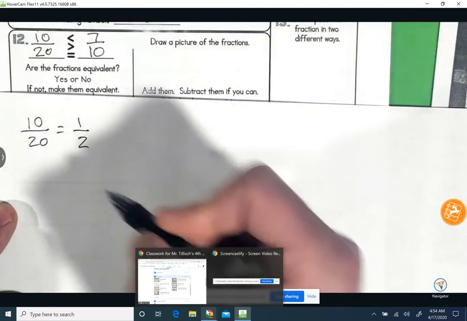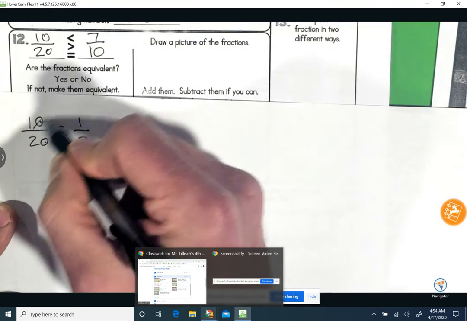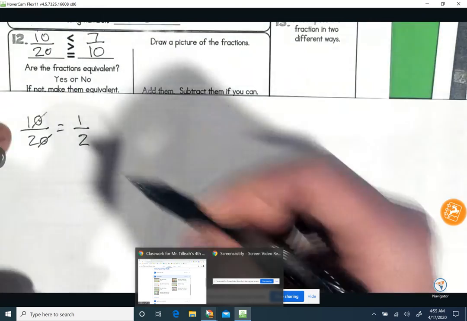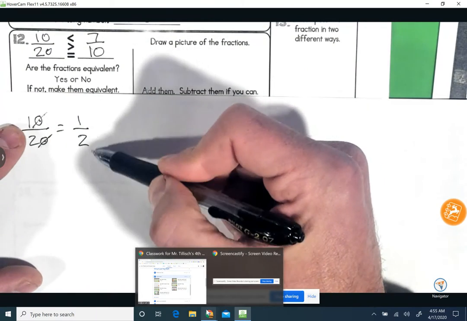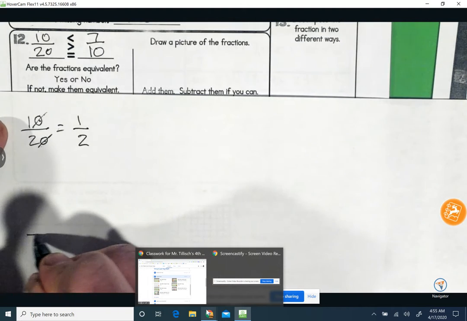Another way to determine that is if there's a 0 on top and a 0 on bottom, you can cross those zeros out. They can cancel each other out to create a smaller fraction. In this case, we created 1/2. Now let's look at 7/10ths.